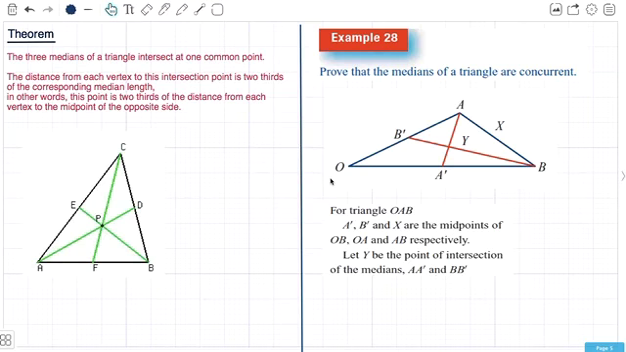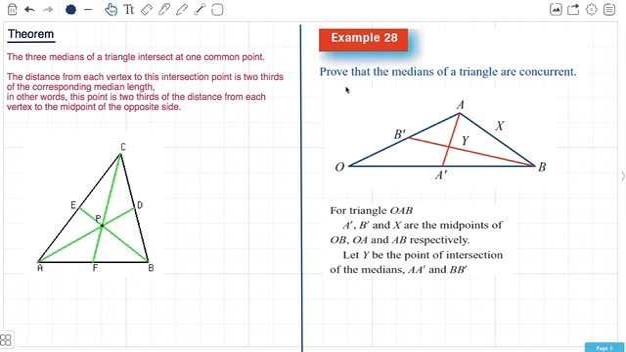This worked example is a little bit of a long one because it's quite a difficult one, in the sense that we're going to prove two different things. So the question says prove the medians of a triangle are concurrent. So we have to understand what this word concurrent means. The word concurrent essentially means that all of the lines that we're looking at are going to intersect at a single point, or at a common point.